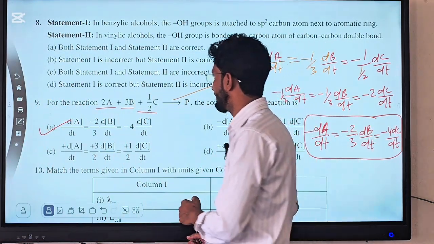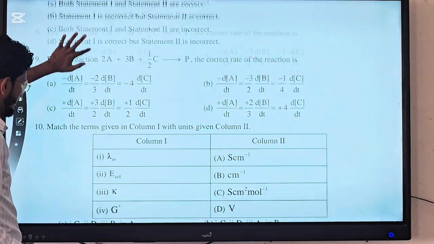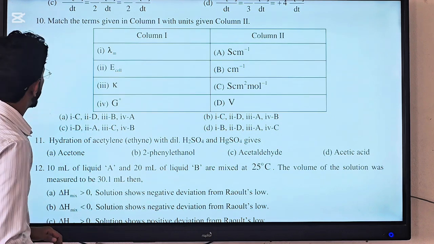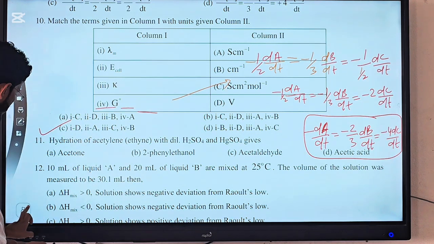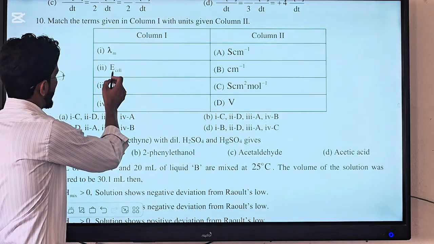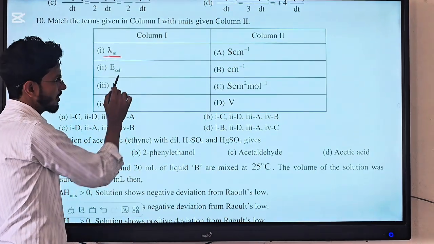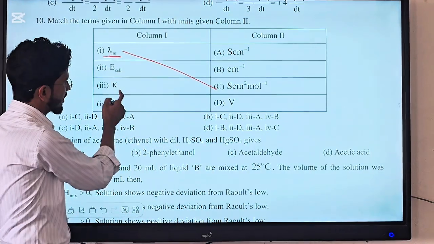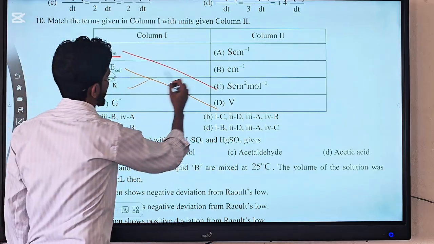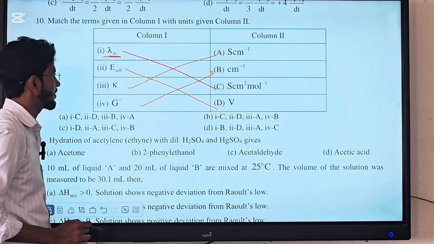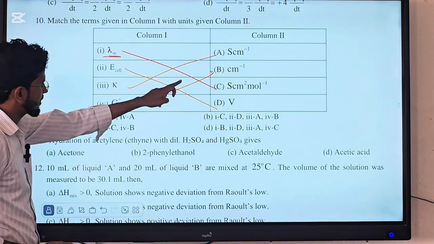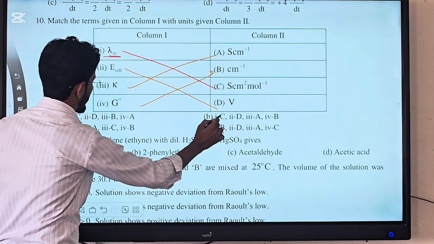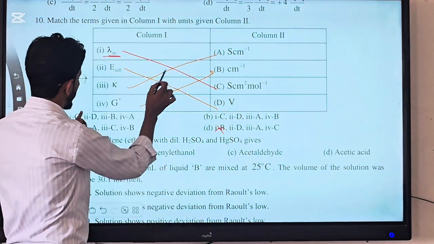If you see question number 10, it is asked about lambda m, molar conductivity. The unit of molar conductivity is Siemens centimeter square mole inverse. E cell is actually potential difference, K is Siemens centimeter inverse, and G is centimeter inverse.